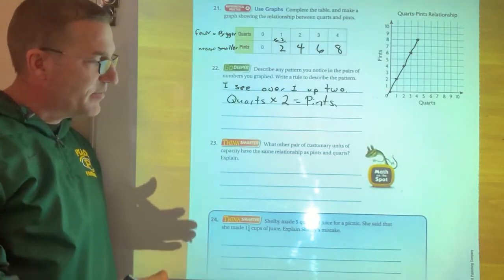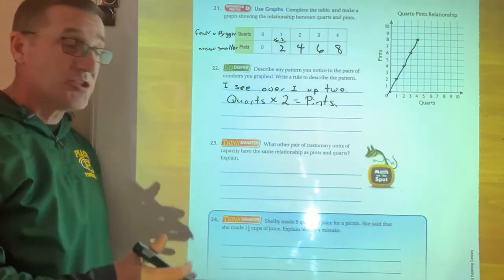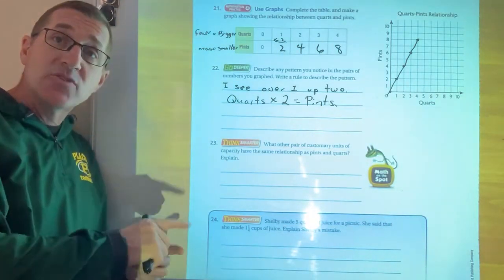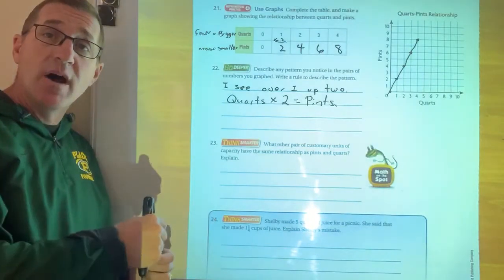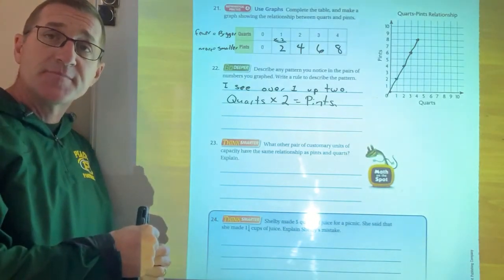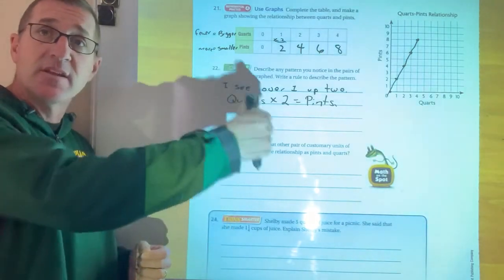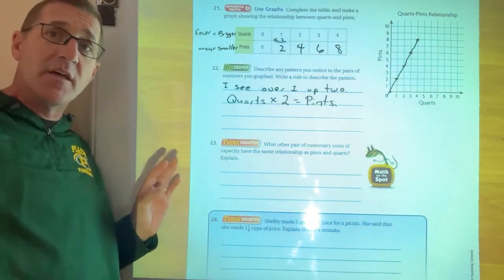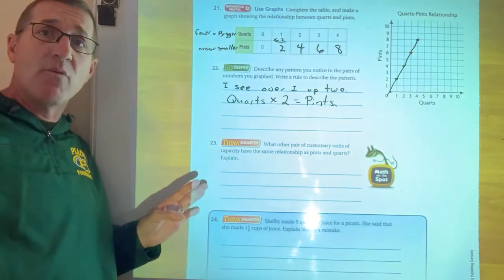What other pair of customary units of capacity have the same relationship as pints and quarts? So we talked about this right at the get-go. 8, 2, 2, 4. What other one do I need 2 of to get the next? So it's not ounces because those are on the end. It's not gallons. Those are the 2 weird ones. Ounces and gallons, whenever they're involved, I get a different number. I'm going to get either an 8 or a 4.